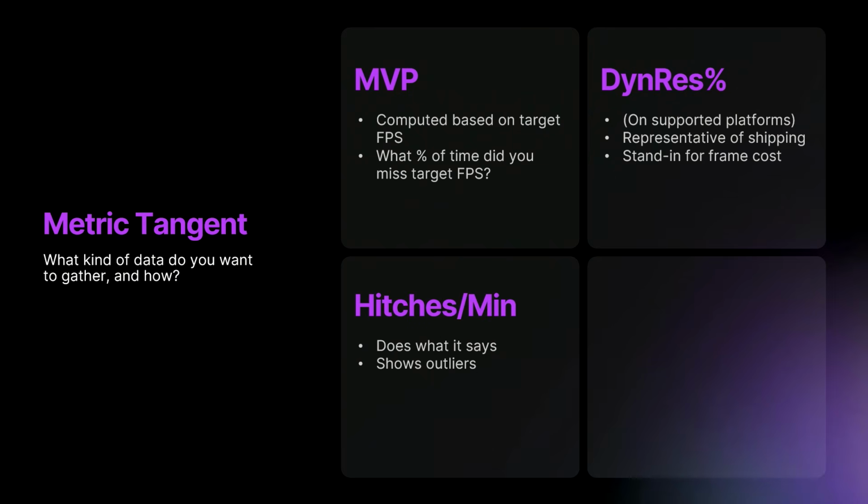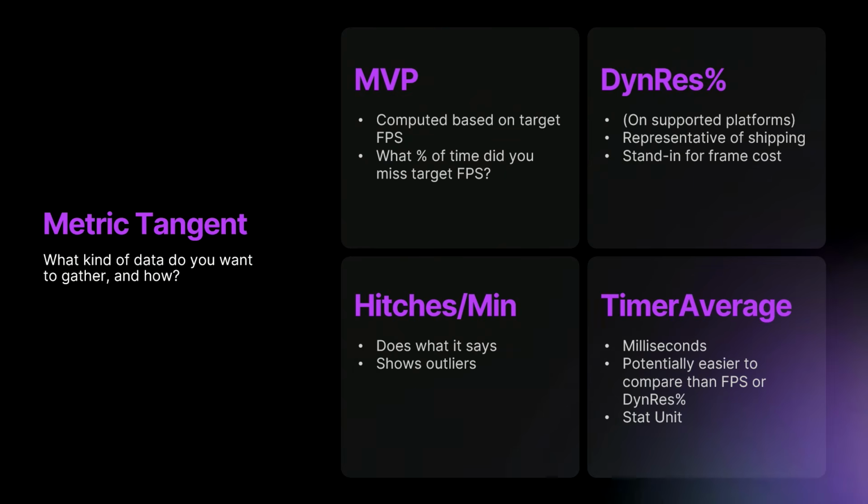And then hitches per minute does what it says on the tin, but it's going to show you the outliers. So if you've got every minute, you've got one frame that takes 60 milliseconds instead of 16 milliseconds, this is where you're going to see that instead of looking at like average frame time. And then, of course, there are timer averages, right? Milliseconds for game thread, for GPU, all that other fun stuff. This is going to help you show that. Those roughly align with everything that you see in stat unit. Don't worry about those too much.